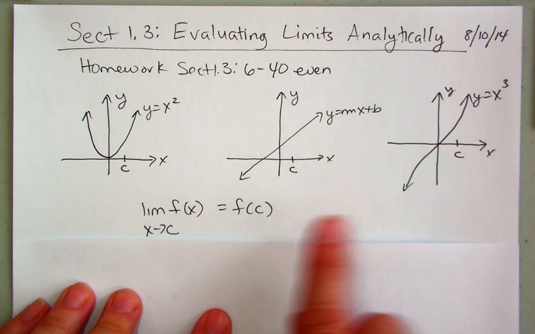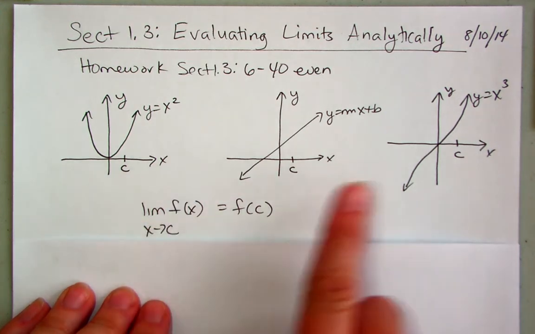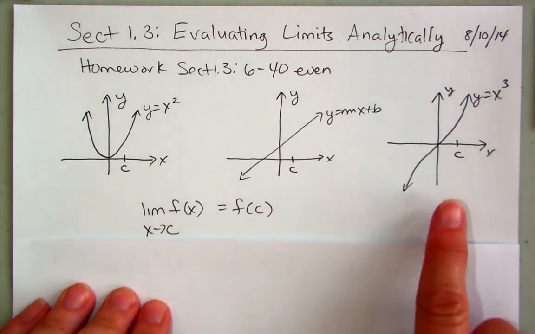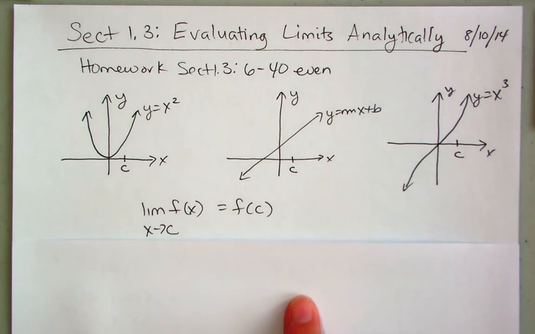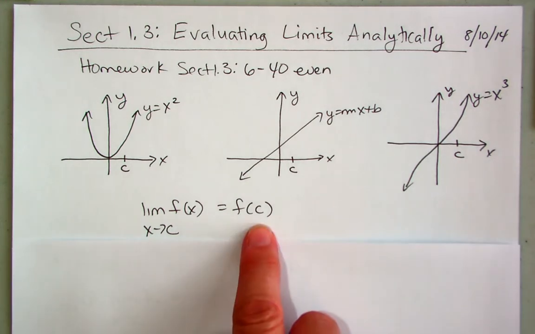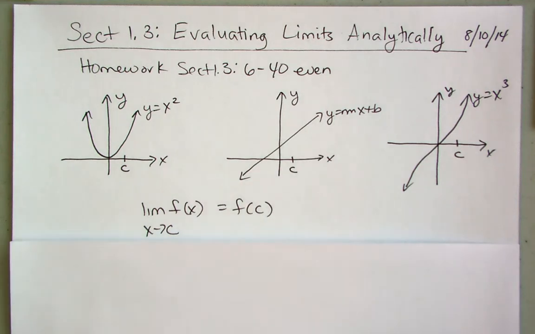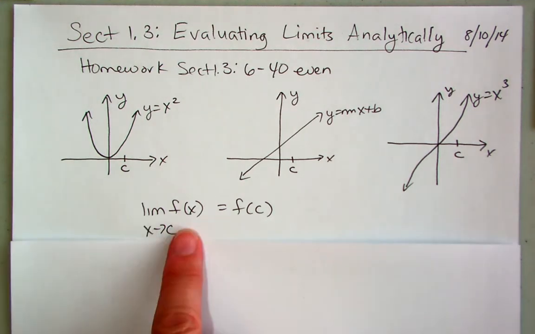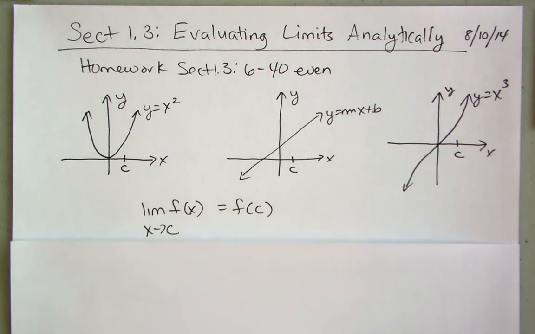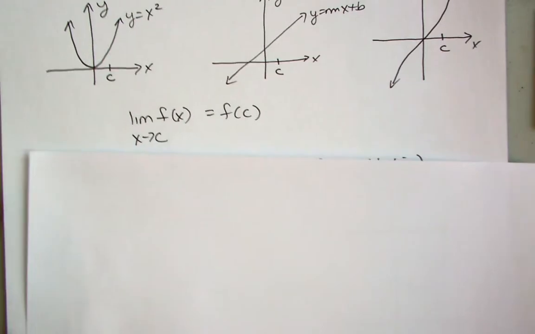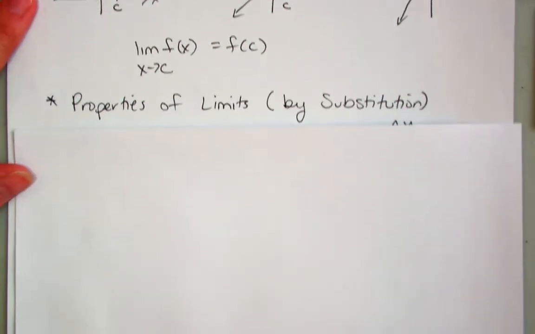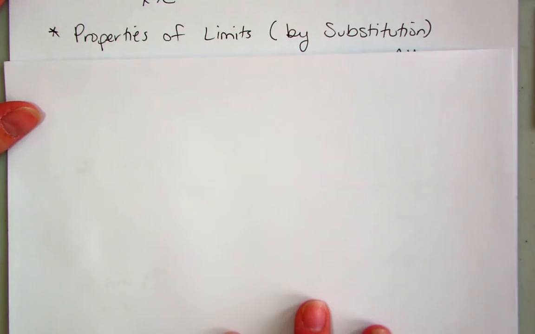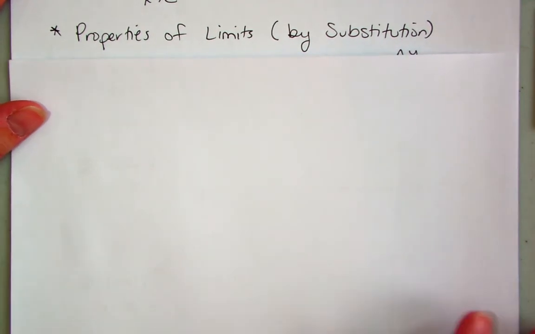What we have noticed last week is when you take the limit of any of these functions as x approaches any c on any one of them, it will be the same thing as inputting that value into that equation and getting that y output. As an example, if c was the value of 2, the limit of x squared as x approaches 2 would be 4. Today's lesson, we will build on that. Properties of limits by substitution.